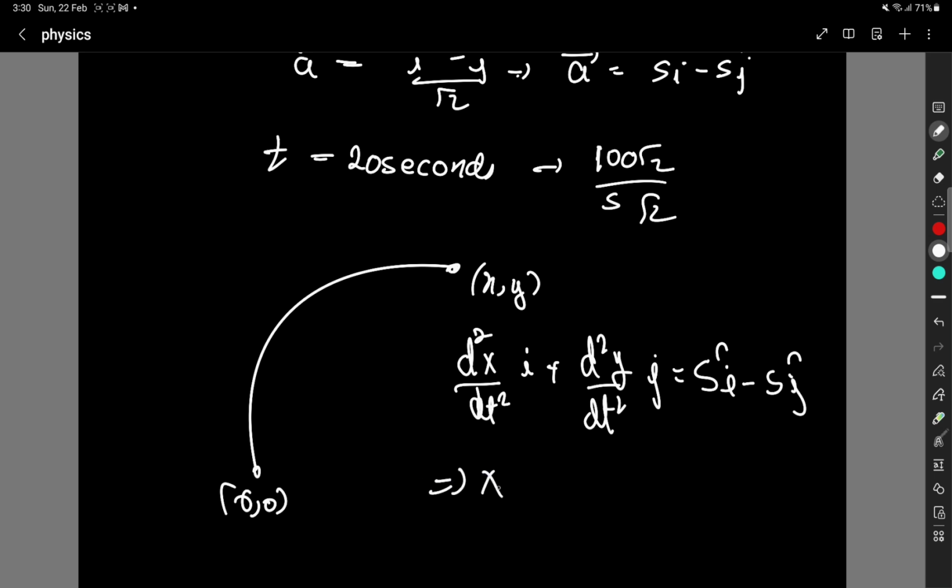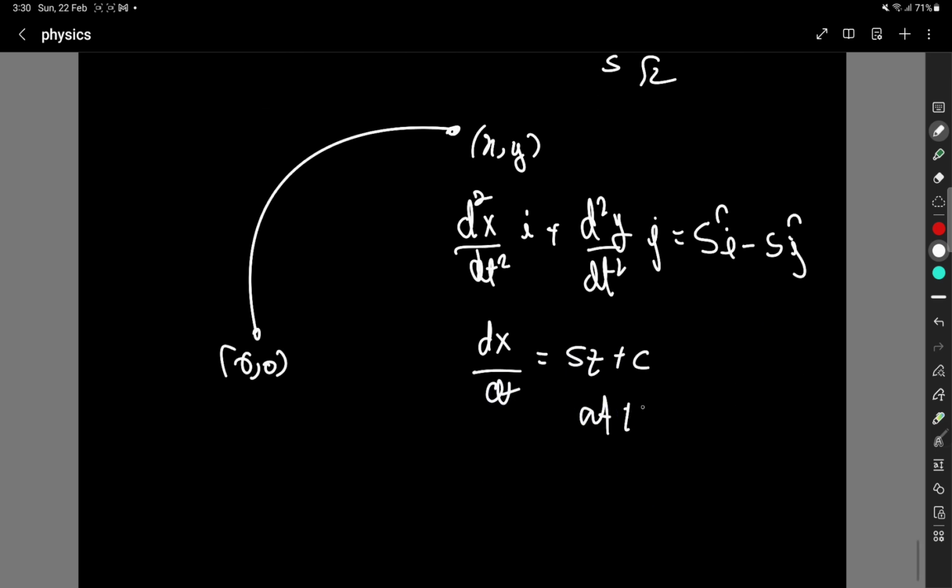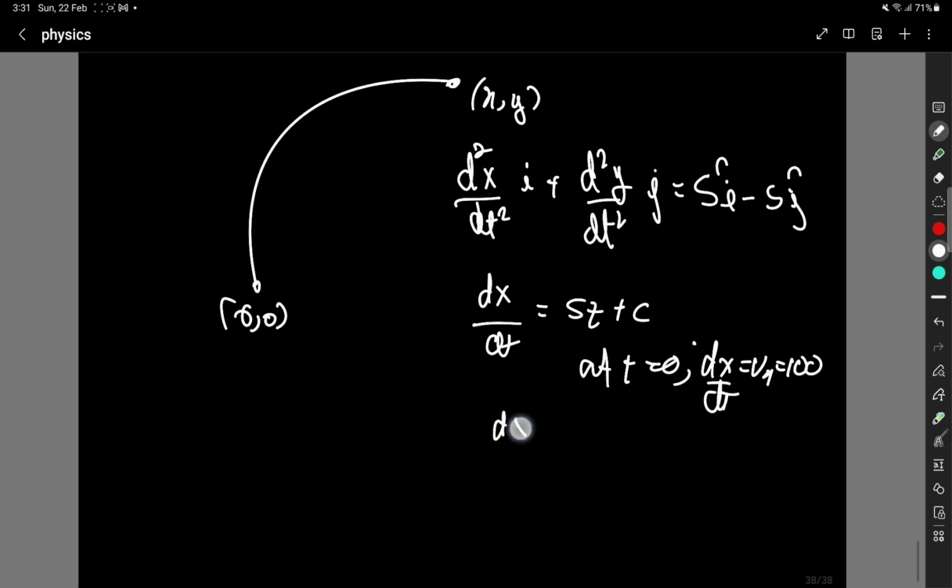This implies dx by dt is equal to 5t plus c. At t equal to 0, dx by dt, which is equal to vx, is 100 because it was going initially 100 meter per second. So dx by dt is 5t plus 100. X's position is 100t plus 5t square by 2.